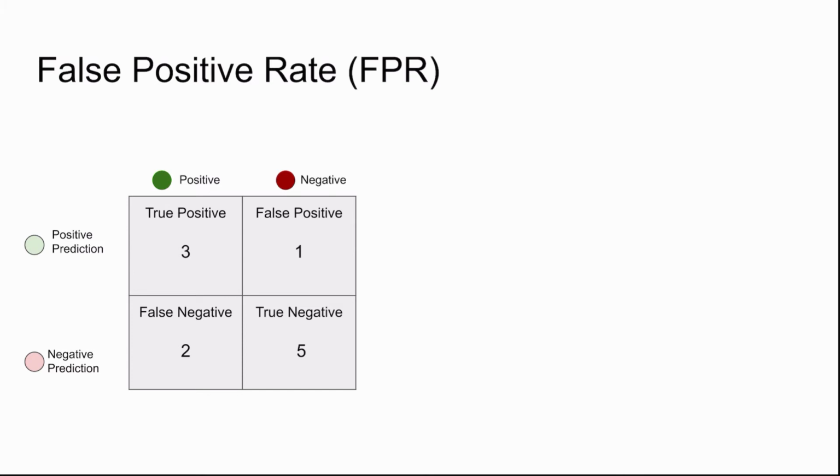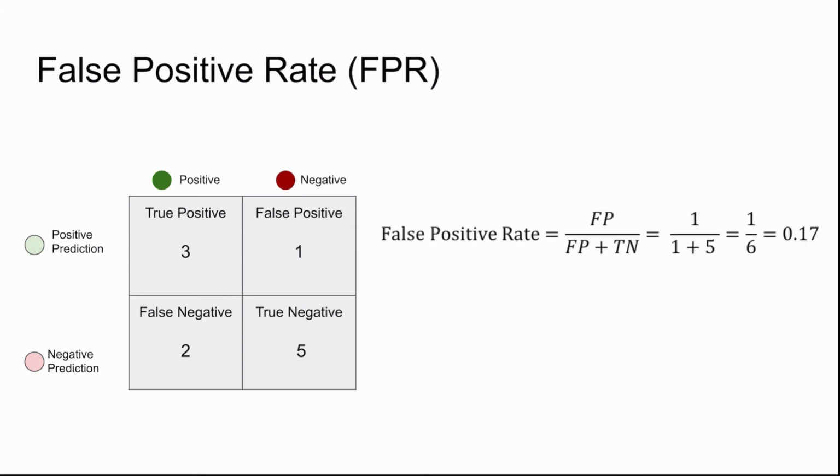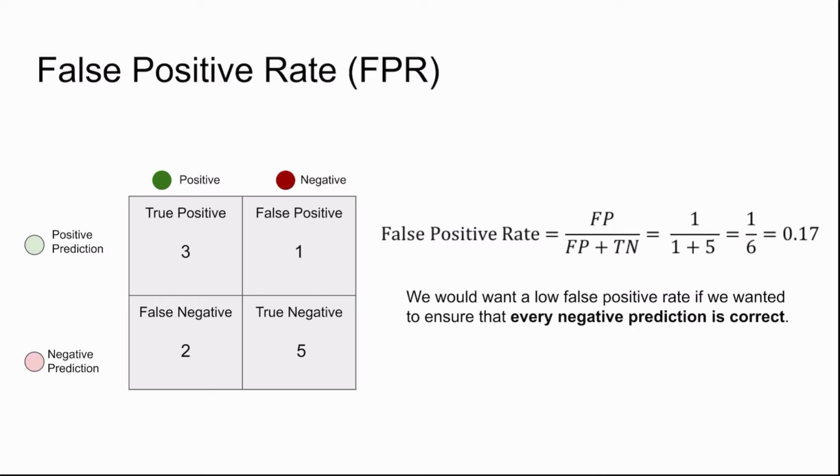We also have the false positive rate, and in this case, a lower false positive rate indicates better model performance. This is calculated as the number of false positives divided by the number of false positives plus true negatives, or you can just think of this as the number of false positives divided by the total number of negative points. So we'd want a low false positive rate if we wanted to ensure that every negative prediction is correct.